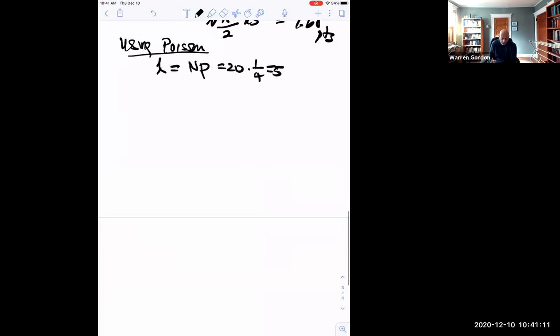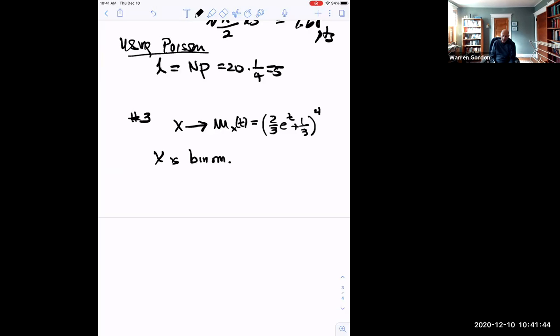Question number 3. I'm telling you X and Y are independent random variables. X has moment generating function (2/3 e to the t plus 1/3) raised to the 4th power. That's telling you, by the way, if you look up at the table, X is binomial with parameters p equal 2/3, n equal 4.